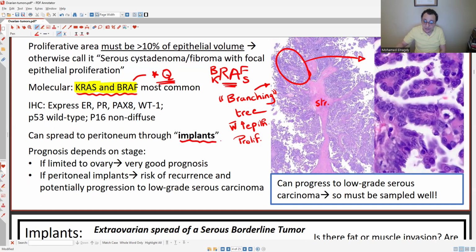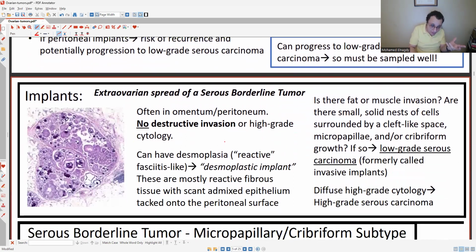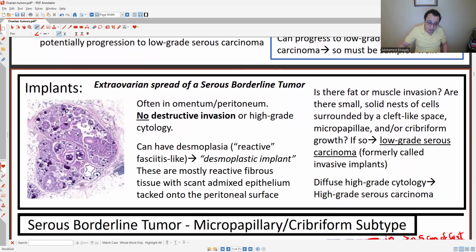Sometimes they spread and send peritoneal implants. Make sure you know that even if a borderline serous tumor sends peritoneal implants, you can't call it serous carcinoma. Still, it's borderline. To call it serous carcinoma, you need to have evidence of ovarian stromal invasion. However, borderline serous tumors might send some peritoneal implants by themselves without being a frank carcinoma.